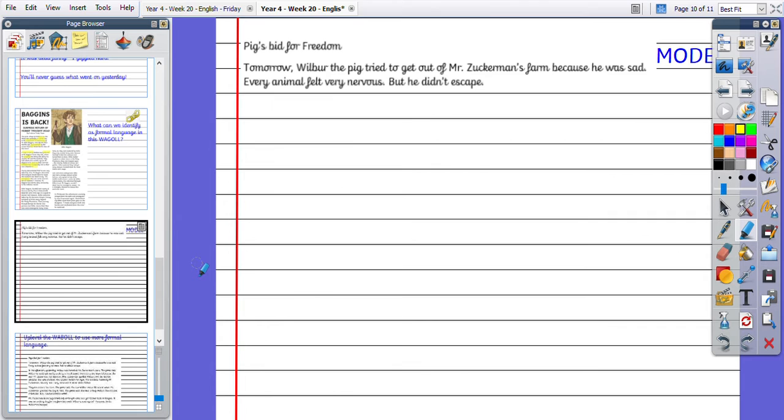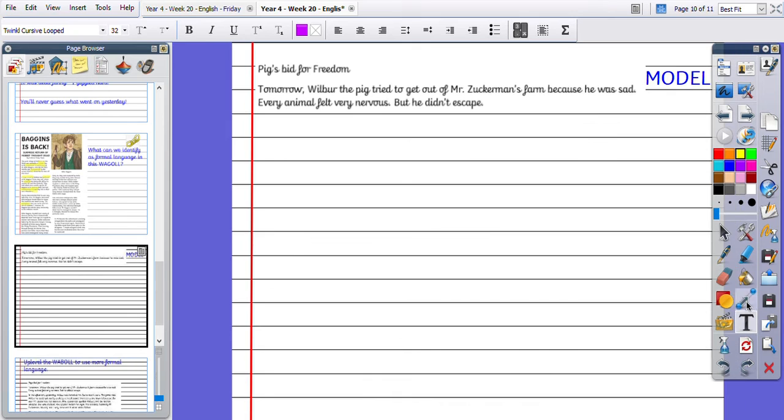Okay, so now we're going to look at up-leveling informal language. So now we've looked at informal and formal. We've picked out some vocab that is formal. So now we're going to fix an informal piece of writing. So this is the beginning of it. Pig's bid for freedom. Tomorrow, Wilbur the pig tried to get out of Mr. Zuckerman's farm because he was sad. Every animal felt very nervous, but he didn't escape. Okay, so this doesn't make sense. It's a bit too chatty, a bit too basic, so we want to make it more posh.